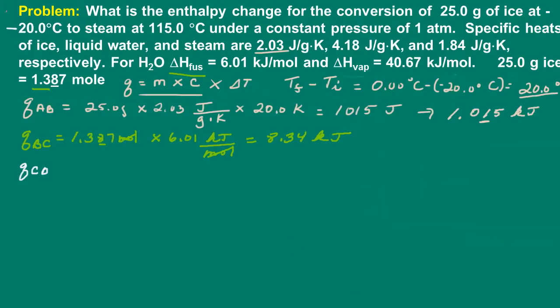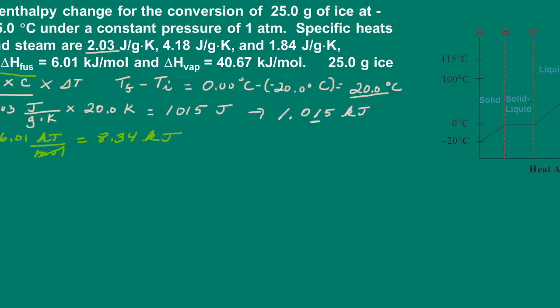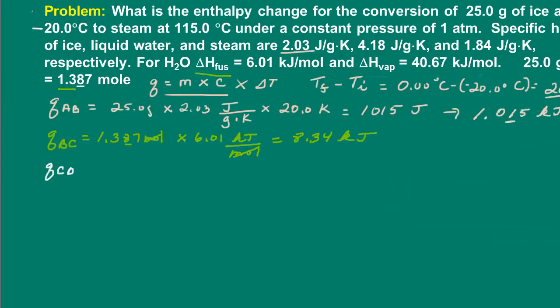Go back to our diagram. So when going from C to D, once all of the solid is converted to liquid, here the liquid is absorbing the heat all the way up to 100 degrees, the boiling point. So our final temperature is 100 degrees. Our initial temperature here is 0 degrees. So let's go ahead and work that out.